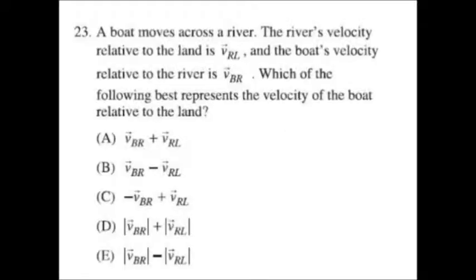A boat moves across a river. The river's velocity relative to the land is VRL, and the boat's velocity relative to the river is VBR. Which of the following best represents the velocity of the boat relative to the land? This is a vector addition problem, so let's say the answer is vector addition.